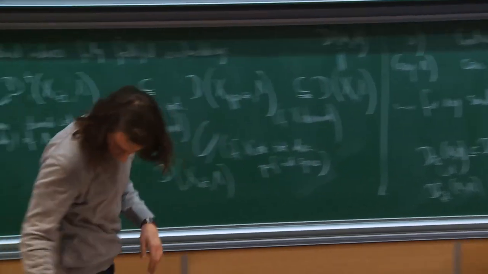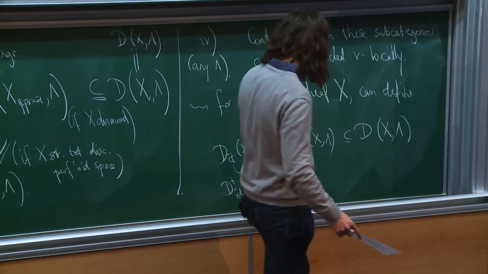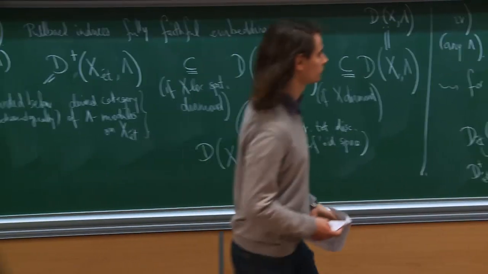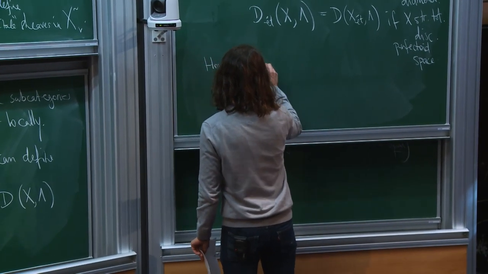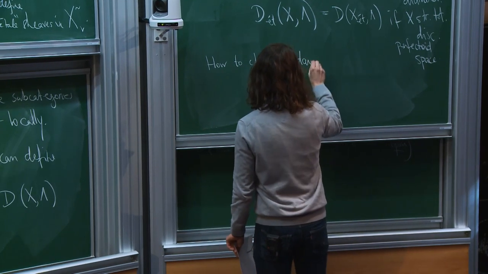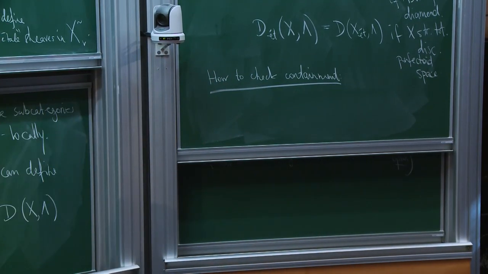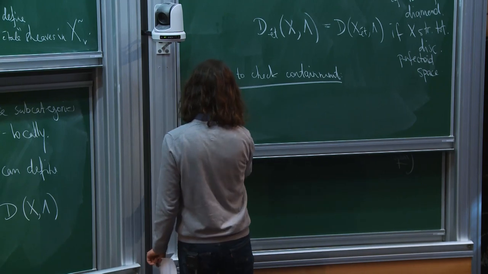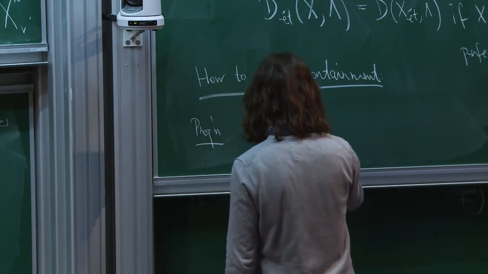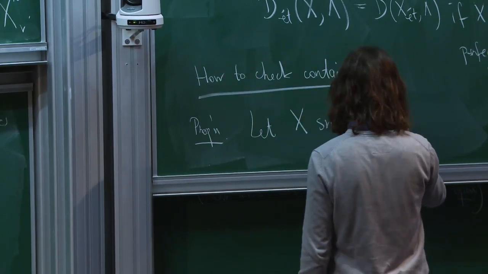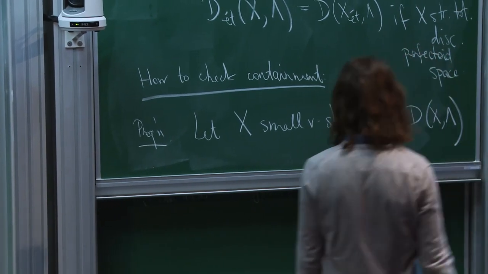Okay, what do I want to say? I wanted to say how to actually check in practice what it actually means to lie in these subcategories. How to check containment. So let's say X is a small V-sheaf, and K is in the derived category of lambda modules on X.